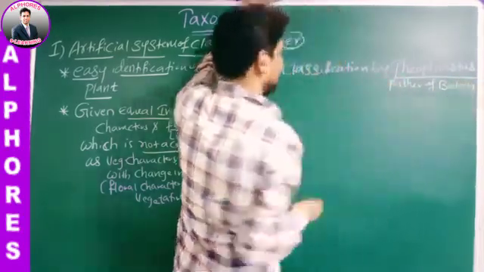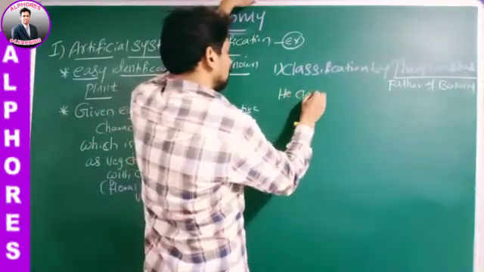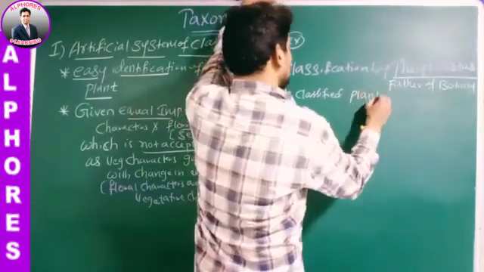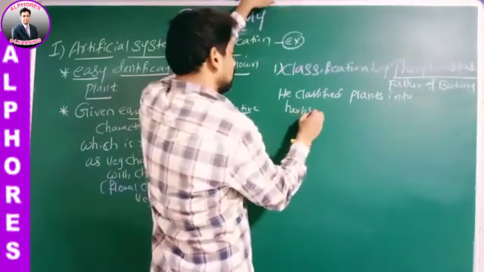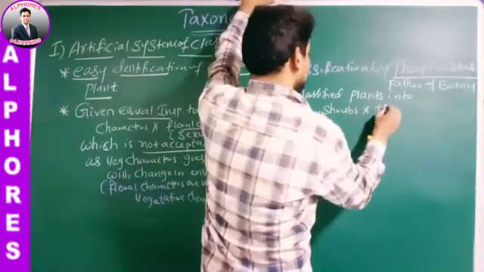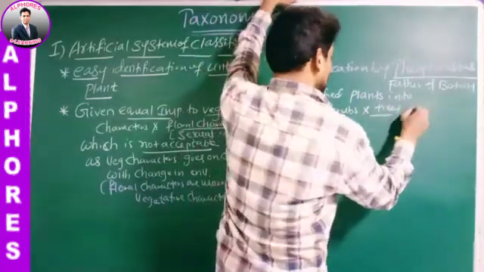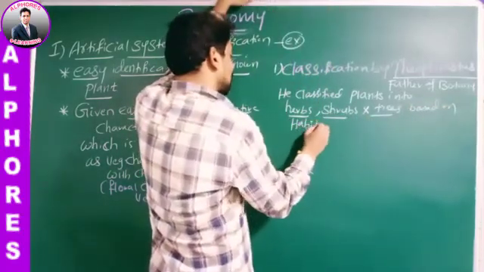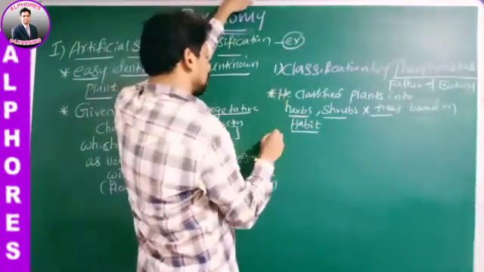What Theophrastus did was classify plants into herbs, shrubs and trees, based on habit. Based on what? Based on habit. This Theophrastus wrote a book.